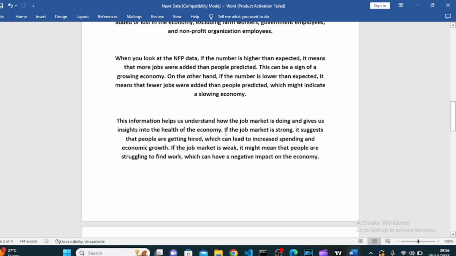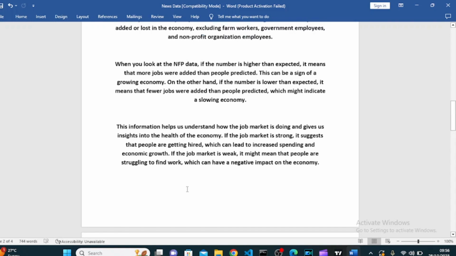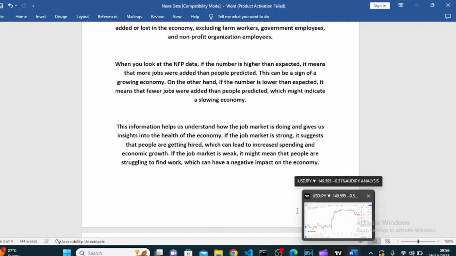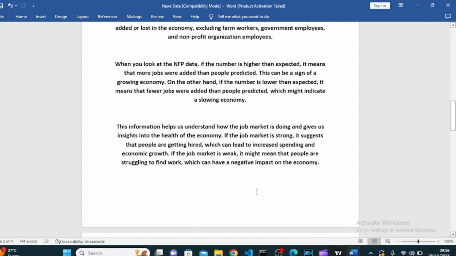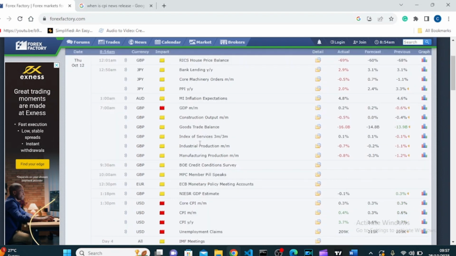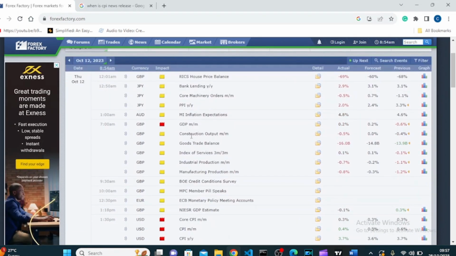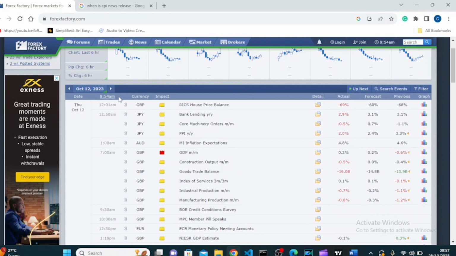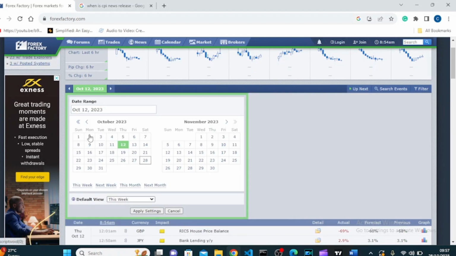All right, so let's also look at Forex Factory, and then look at TradingView. Look at the chart. There is something I didn't get to show you when we talked about CPI, but I will show you that now that we're talking about non-farm payroll. Let's go to Forex Factory. Non-farm payroll is released every first Friday of the month. So we'll go to October. 6th of October is the first Friday of the month. So we apply settings, and it brings us to that date.